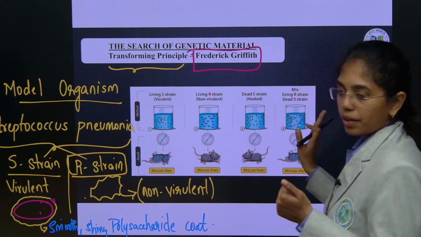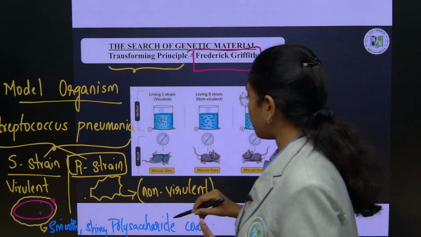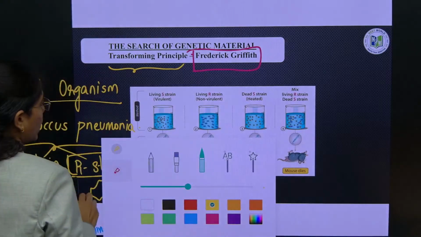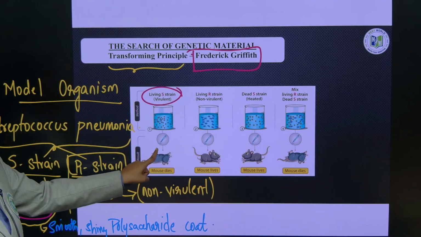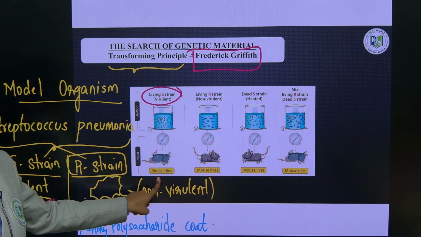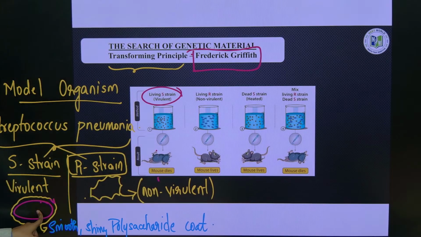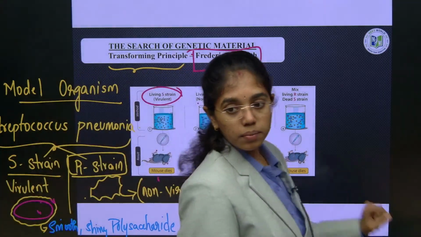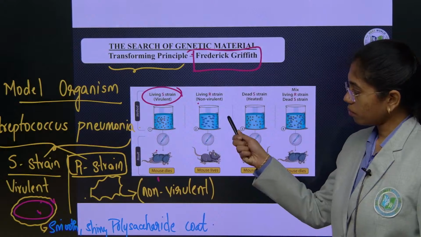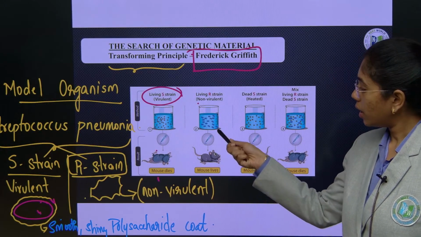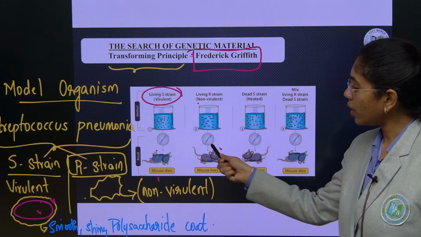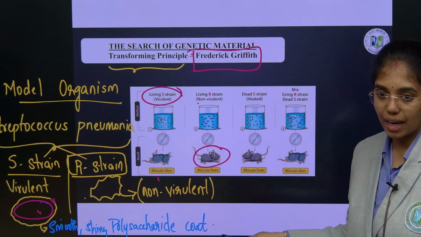Four models are given. In the first phase, the living S strain is injected into the mice. When living S strain is injected into the mice, the mice dies, of course, because this is virulent and it can survive. Second is R strain, which is virulent or non-virulent? Non-virulent. When it is non-virulent, the mice survives or is alive.